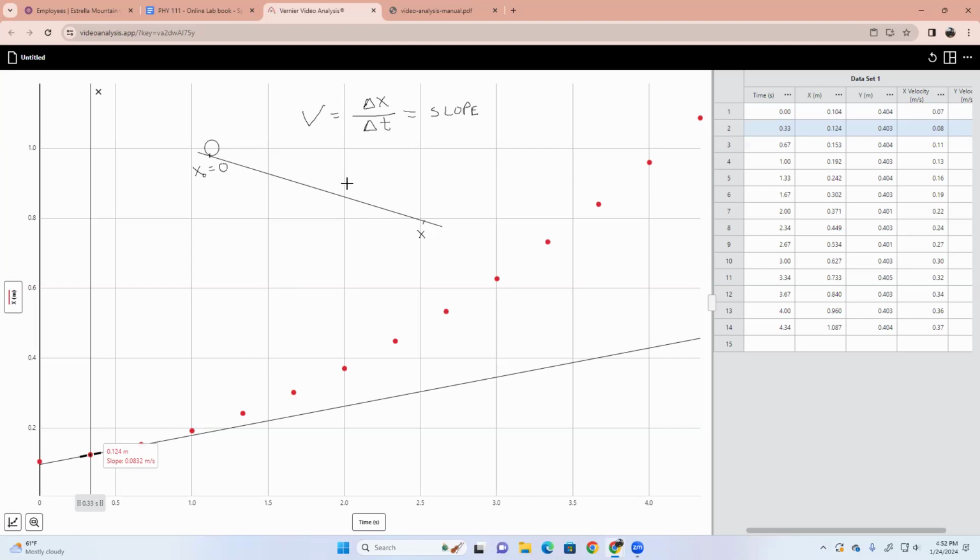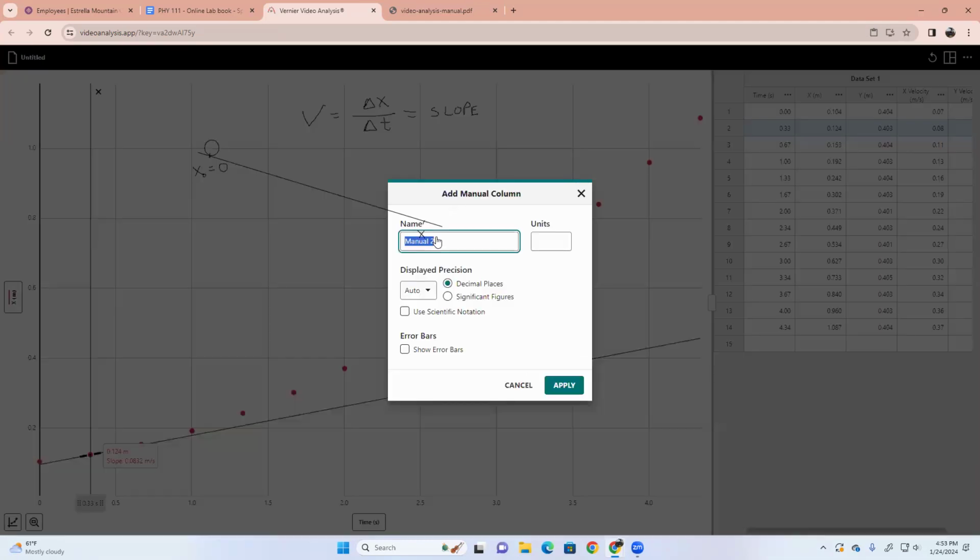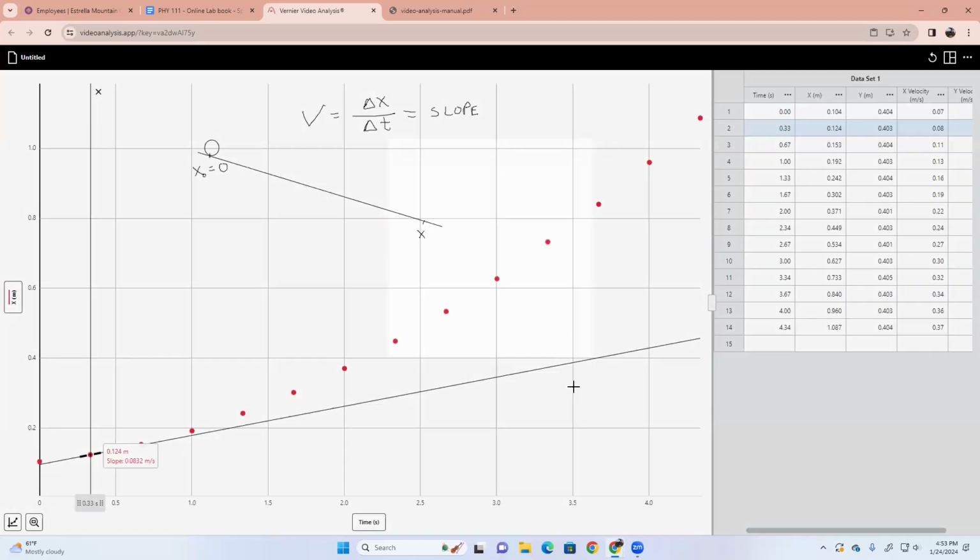Our goal here is to find a graph of velocity versus time. To do that, we're going to enter the velocities in this table over here. We're going to insert a column, add manual column. We'll call that velocity, which is meters per second, and go ahead and apply that.